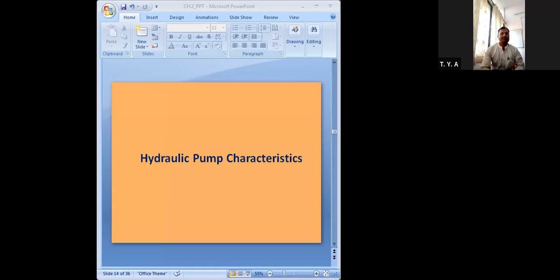So that is about the comparison. Okay, now we are familiar with the gear pump, vane pump and the piston pump. Now that pump is clear. Now let us go for another point, that is hydraulic pump characteristics. So about this point we'll discuss now.